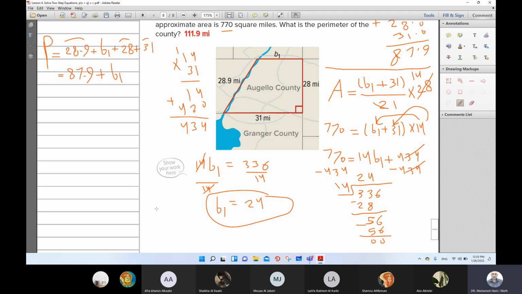Take the value of b1 and put it here. So the perimeter of this ship equal 87.9 plus 24 equal 111.9 miles.